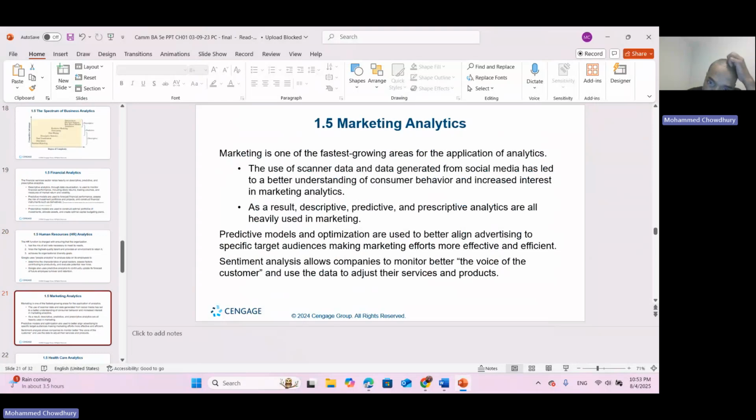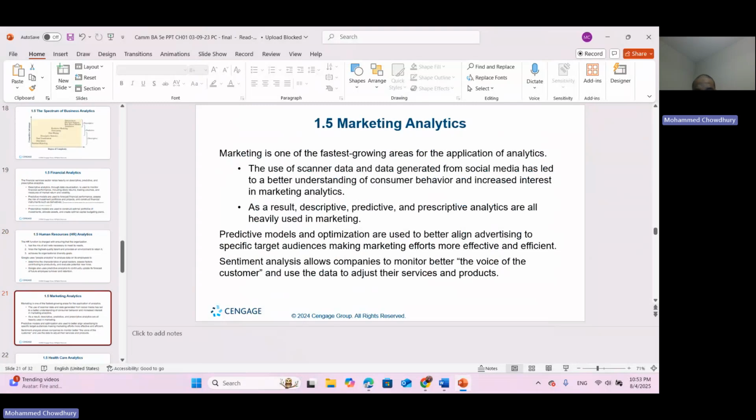The use of scanner data and data generated from social media has led to a better understanding of consumer behavior and increased interest in marketing analytics. As a result, descriptive, predictive, and prescriptive analytics are all heavily used in marketing. Predictive models and optimizations are used to better align advertising to specific target audiences, making marketing efforts more effective and efficient.